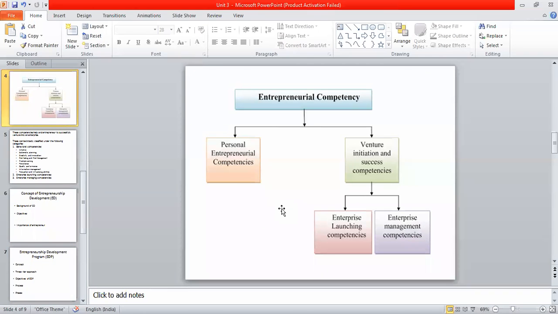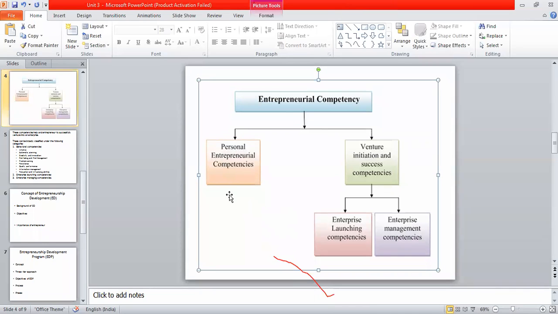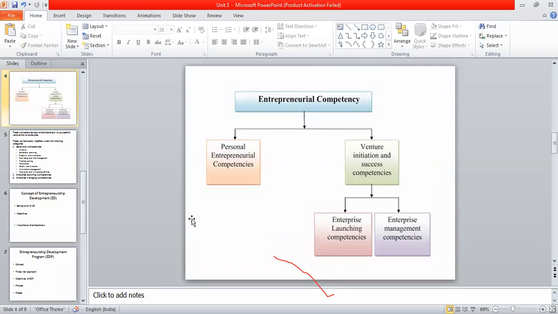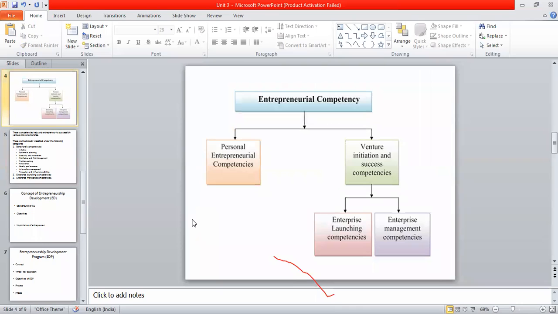I am explaining that diagram only because in personal entrepreneurial competencies there is actually not much which I can include in the PPT. So I'm explaining just this diagram only. We have next the behavioral competencies, so at that time I'll go to the next one. Fine? Okay.